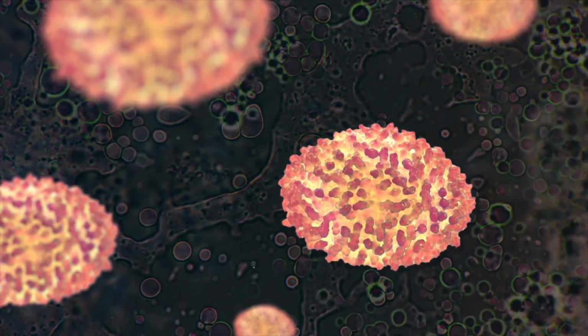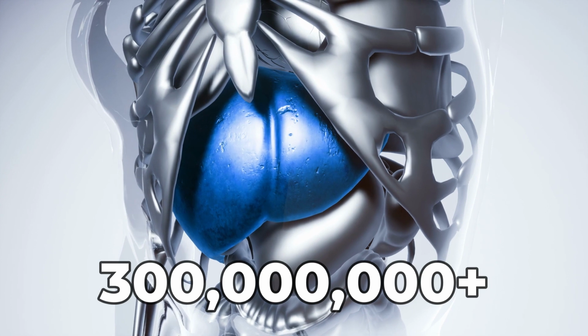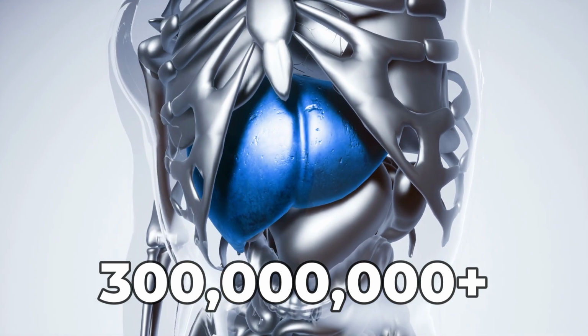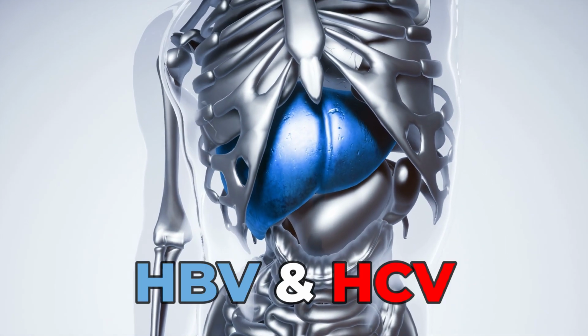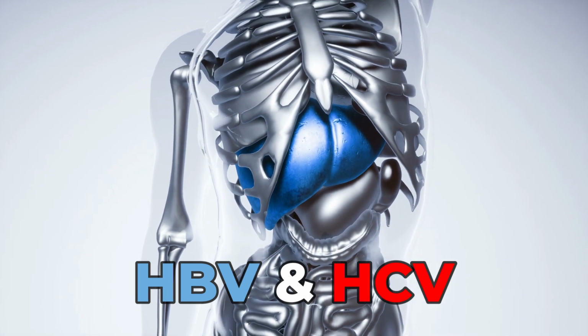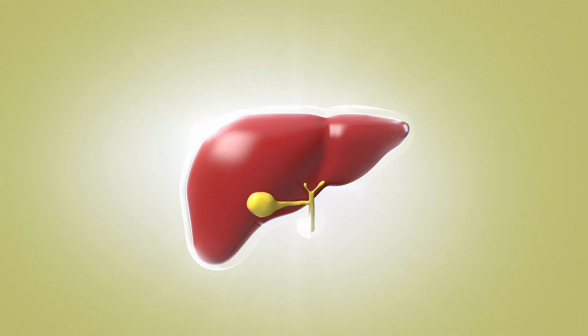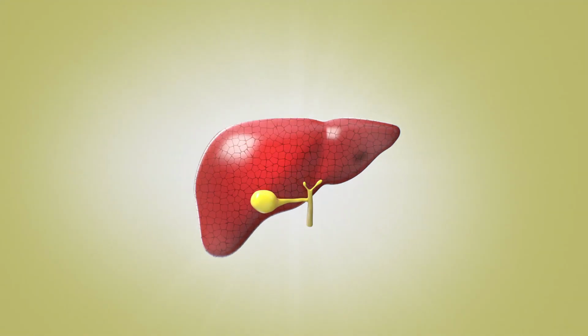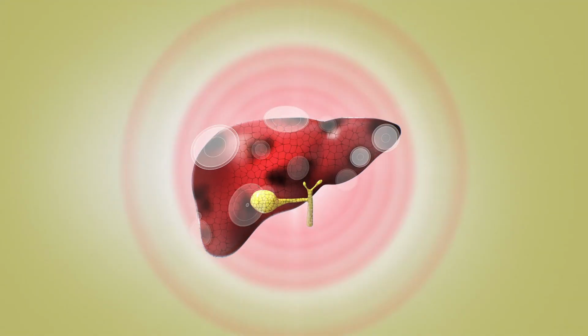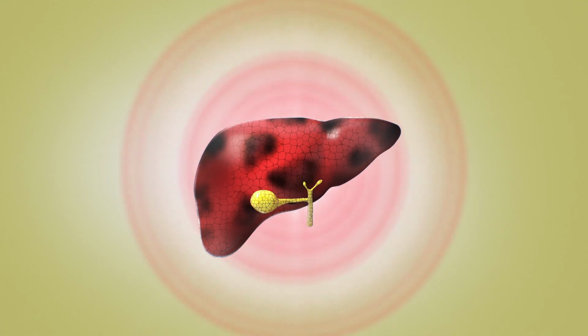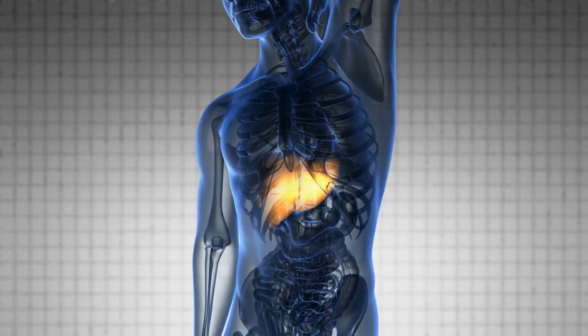More than 300 million people around the world have hepatitis, and most of them have HBV and HCV. 2/3 of the deaths caused by liver cancer is caused by hepatitis. And just like we said, the most common one is hepatitis B and C. So how is it possible to prevent this?